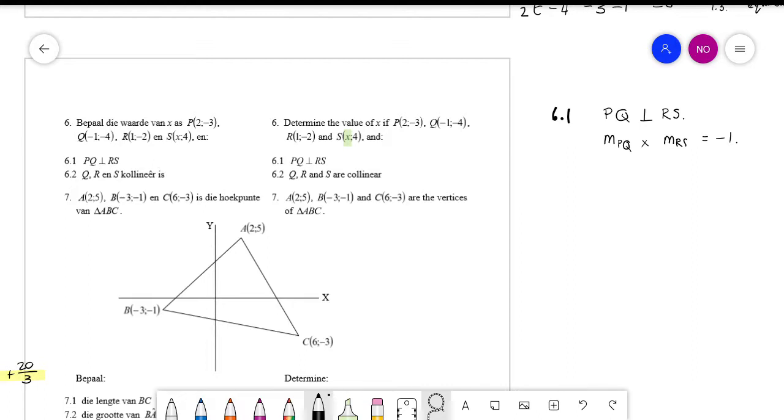Daar's twee verskillende maniere om hierdie nou te doen. Ek sou amper gegaan het en eers PQ se gradiënt uitgewerk het and then get the gradient of RS from that and then solve. But you can do it in one step like this.